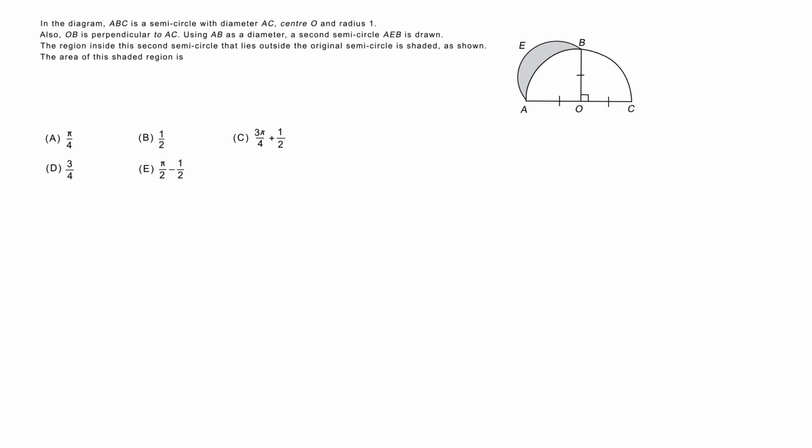In the diagram, ABC is a semicircle with diameter AC, center O and radius 1. Also, OB is perpendicular to AC. Using AB as a diameter, a second semicircle AEB is drawn. The region inside this second semicircle that lies outside the original semicircle is shaded as shown. The area of this shaded region is.